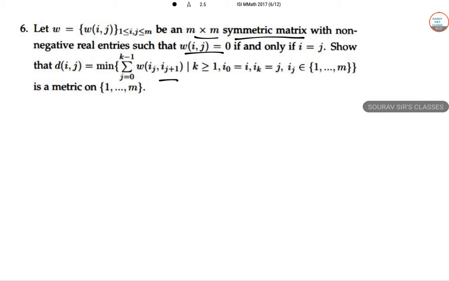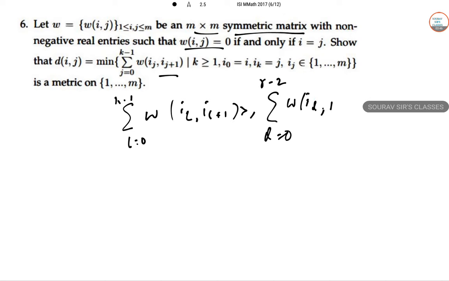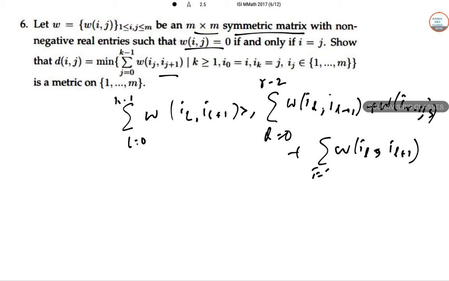So now we can do it like this: the summation from l equals 0 to k minus 1 of W(i_l, i_l+1) is greater than or equal to the summation from l equals 0 to r minus 1, plus the summation up to k minus 1. So it means it is enough to consider only the paths of length less than or equal to m. There are only finitely many such paths, so it is finite. Hence the minimum in the definition of D of ij is achieved.